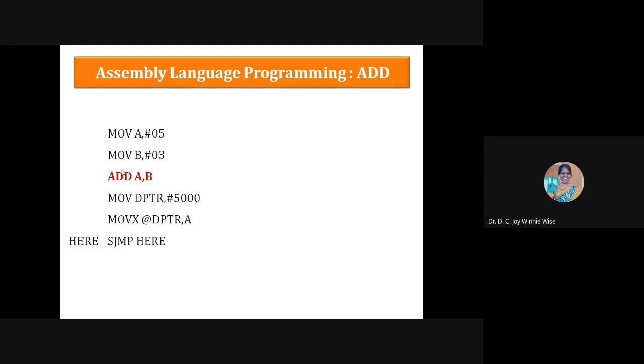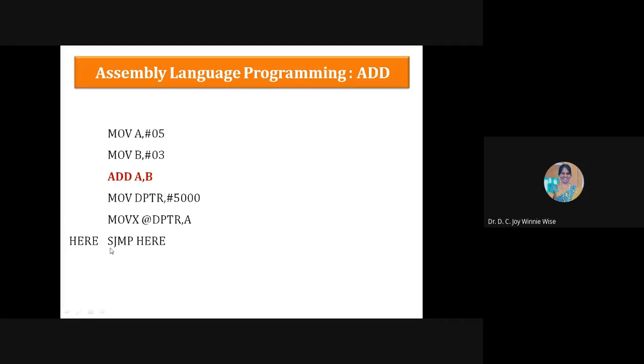I want to store that in the memory location 5000. So what I'm doing is first moving this 5000 to the DPTR register. It is nothing but data pointer register. And then this MOVX @DPTR, A. That is the content of accumulator is transferred to this memory location at DPTR. So what is the DPTR value? It is 5000. So the content of accumulator is moved to this memory location 5000.